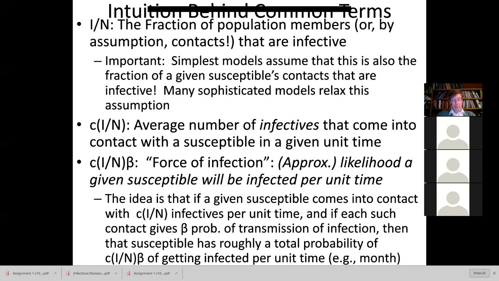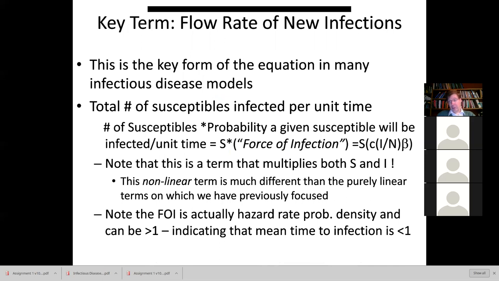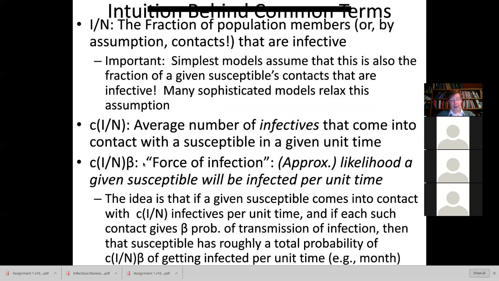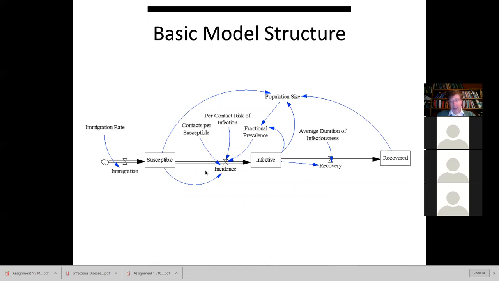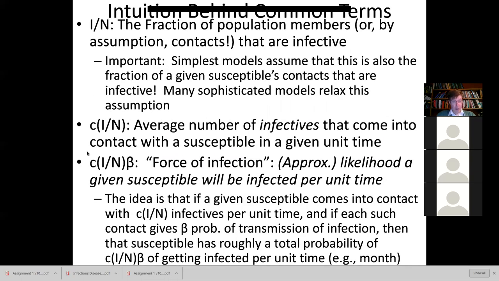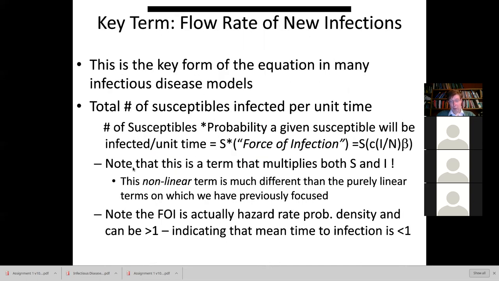Okay, so the key equation within infectious disease modeling, the fundamental equation you'll see again and again within these mathematical models of infectious disease, derives from exactly this sort of reasoning. And the key formula is as given here. It's S times the force of infection. The number of susceptibles who'll be infected per unit time is treated as the number of susceptibles times this force of infection, this chance per unit time that draws them down from susceptible to infective. And the reasoning of that was given here. This is the force of infection, the probability per unit time a given susceptible will get infected. We multiply that times the number of susceptibles, and that gives us the total number of susceptibles infected per unit time.